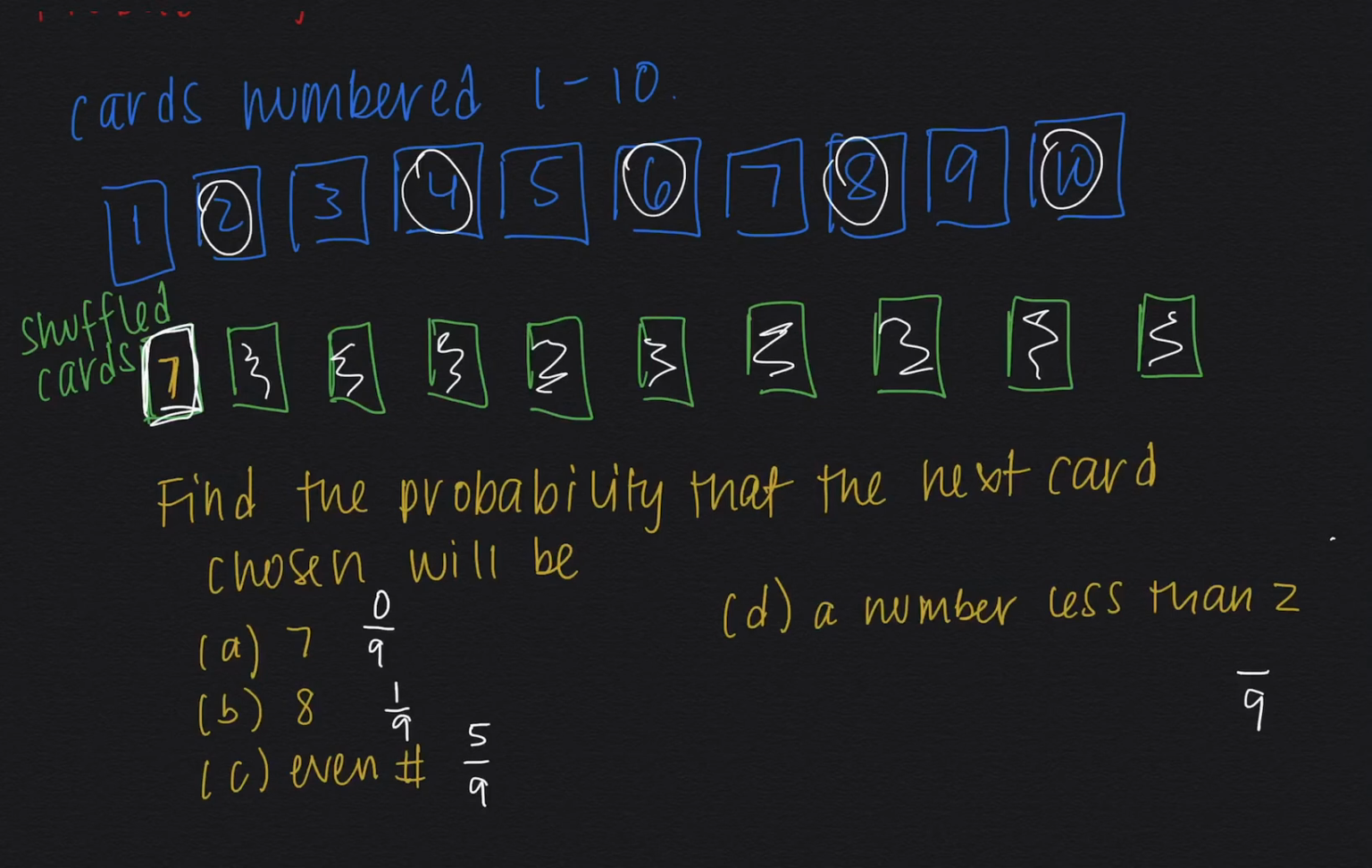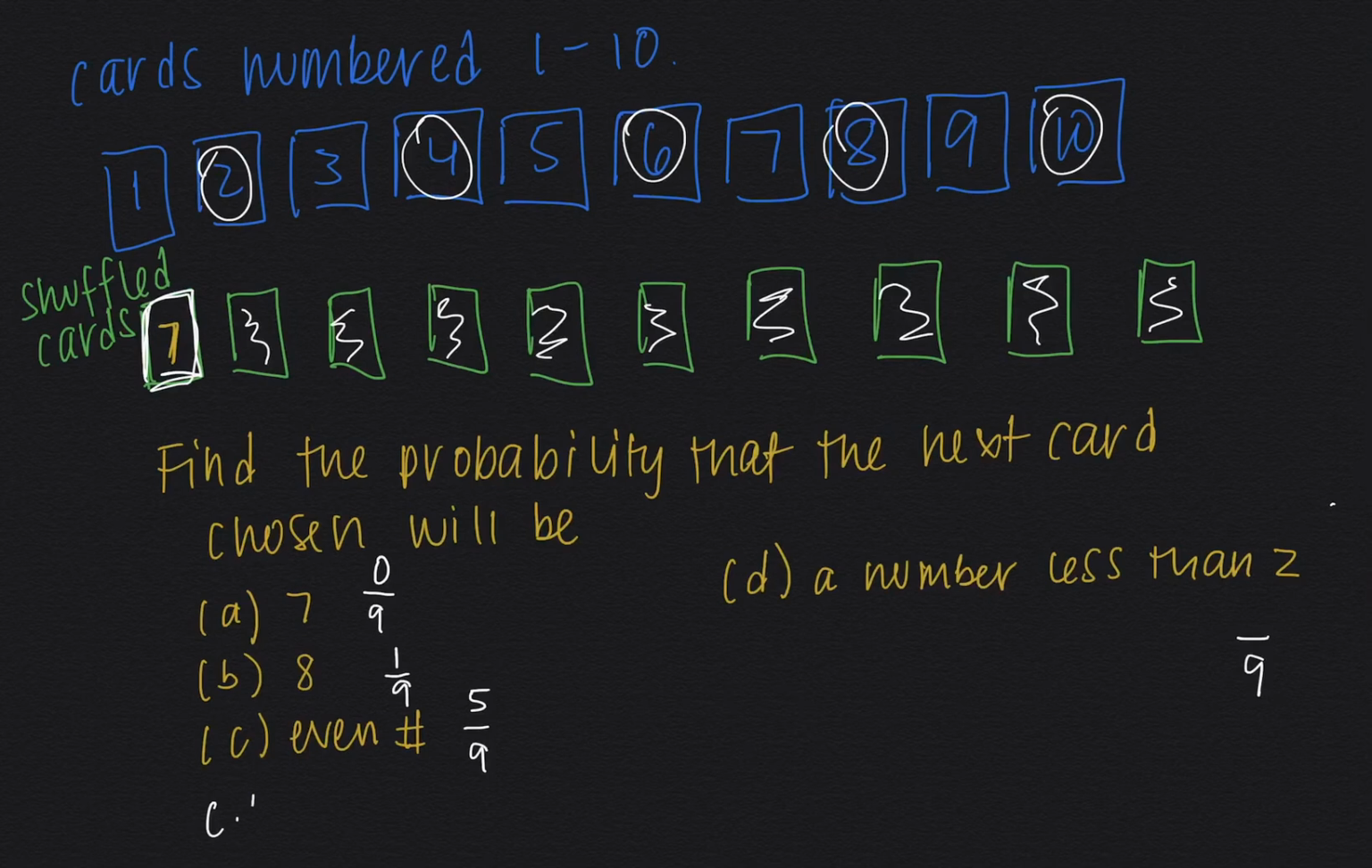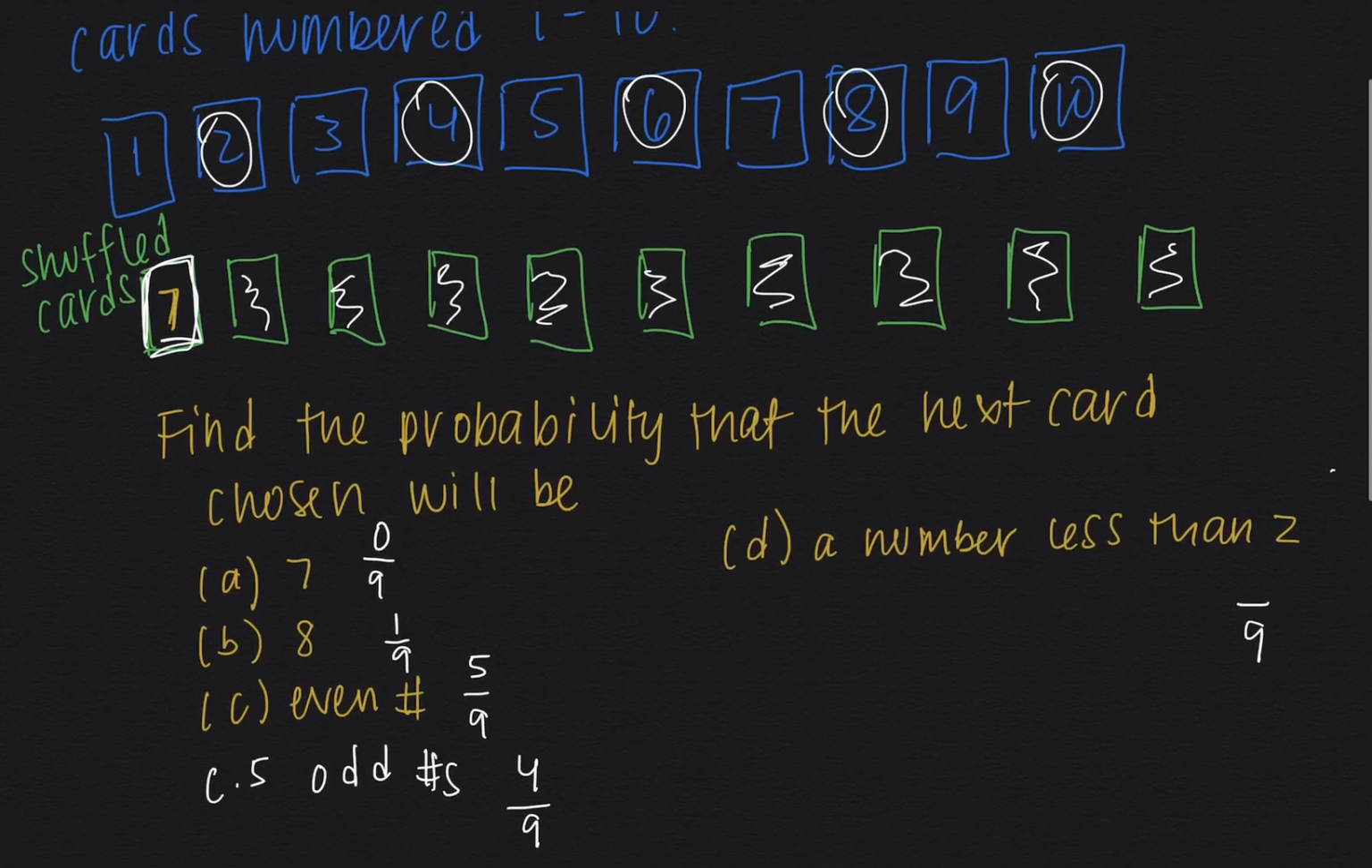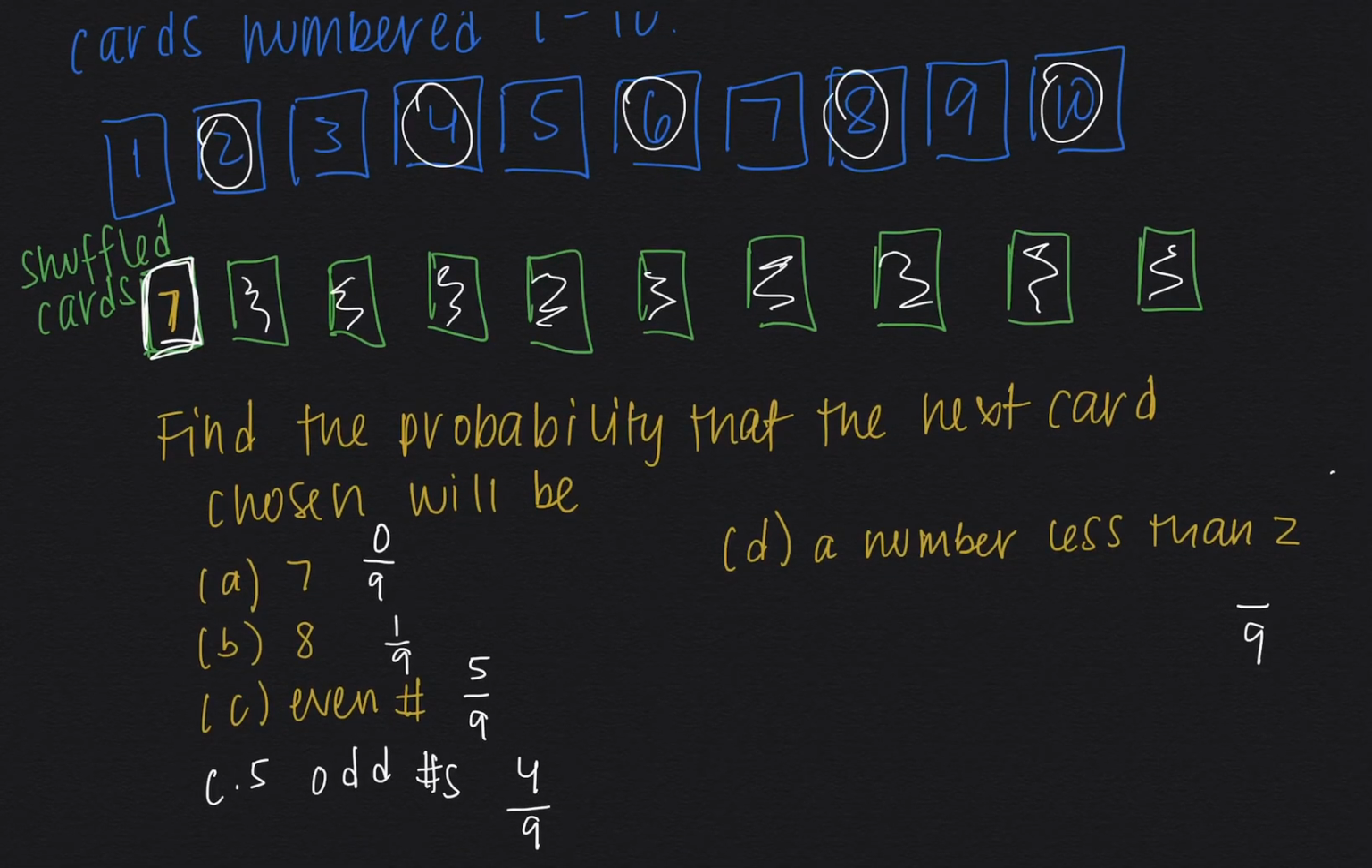Okay, and we'll say C, 5 out of 9, and we'll say odd numbers too, but that would be 4 out of 9 because we've already gotten our 7, and we know that we're missing an odd number. And a number less than 2, well, that's 1 out of 9 because there's only one number that's less than 2. Now let's talk about something else.